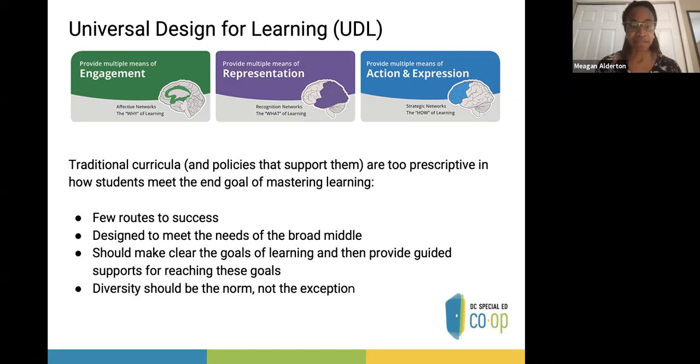The understanding for us should be that diversity is the norm. When we're teaching in flexible environments, diversity is the norm. It is not the exception. It is not the extra thing that we do on top. It should be how we function as classrooms and as schools and school divisions.